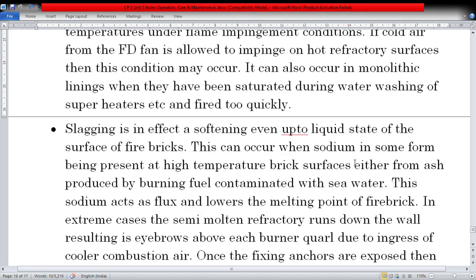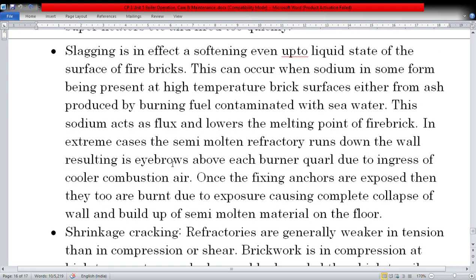Slagging is in effect a softening, even up to liquid state, of the surface of fire brick. This can occur when sodium in some form is present at high temperature brick surfaces, either from ash produced by burning fuel contaminated with seawater. This sodium acts as a flux and lowers the melting point of fire brick. In extreme cases, the semi-molten refractory runs down the wall, resulting in eyebrows above each burner quarl due to ingress of cooler combustion air. Once the fixing anchors are exposed, then they too are burnt due to exposure, causing complete collapse of the wall and buildup of semi-molten material on the floor.